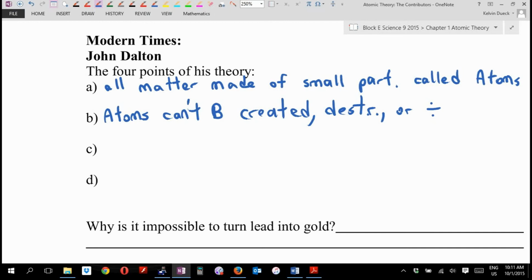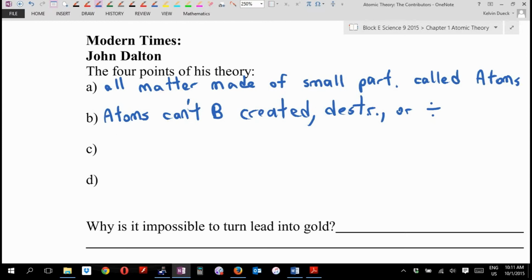All atoms of the same element are identical in size and mass. He said it's impossible to tell the difference between one oxygen atom and another oxygen atom. They're identical in size and mass. And we now know even in subatomic composition, you're going to learn this later, every oxygen atom has the same number of protons, same number of neutrons, and the same number of electrons, as long as it's its basic atom. We can muck around with that after, but when we're starting out.